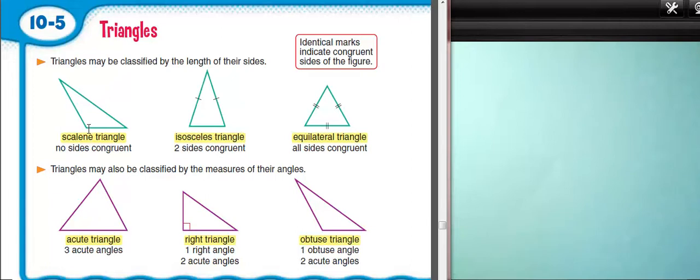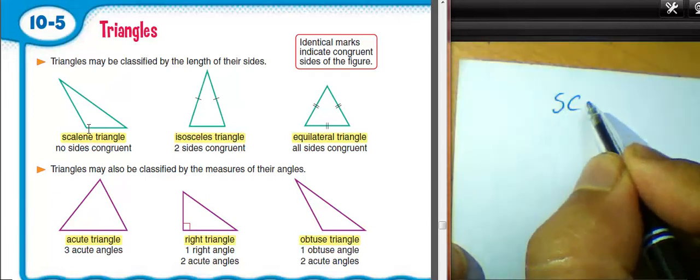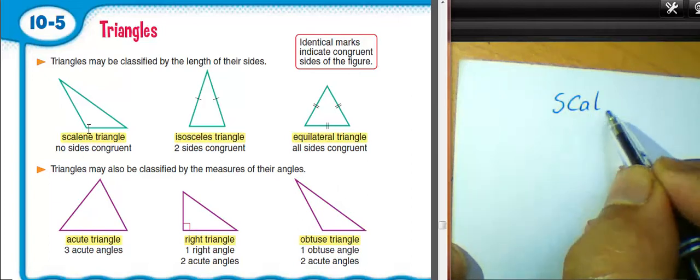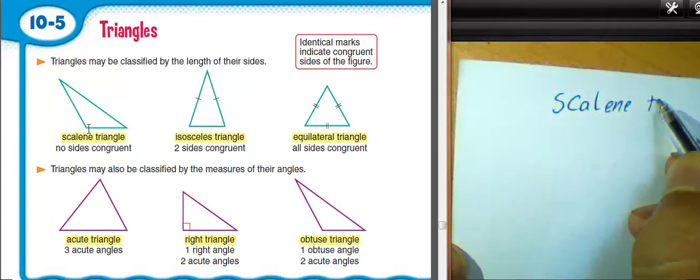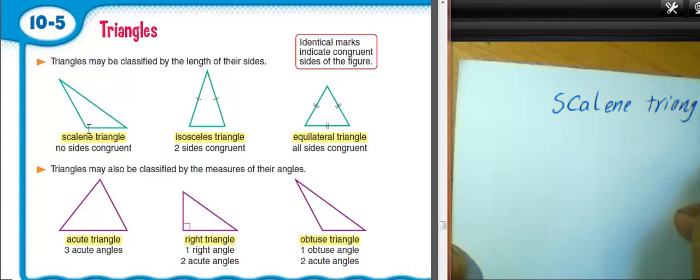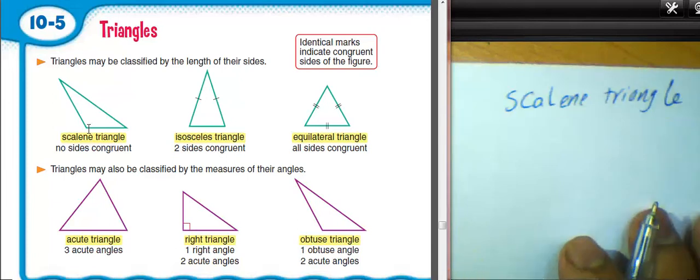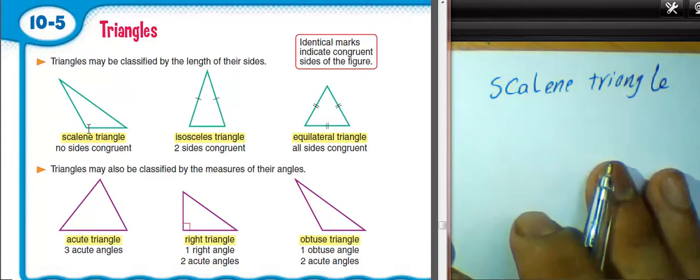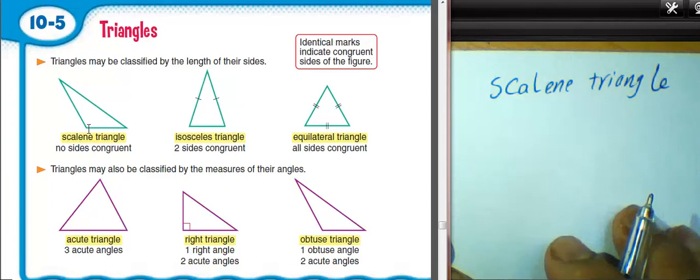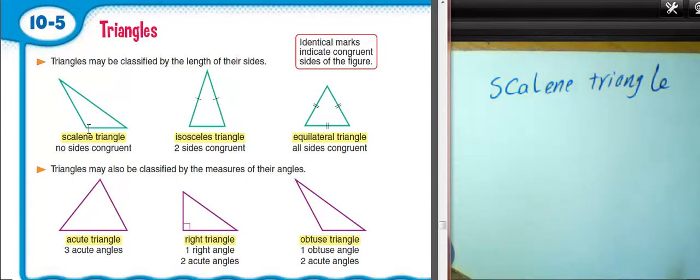Scalene triangle. The first, no sides congruent about a scalene triangle. Scalene triangle. It's number one.